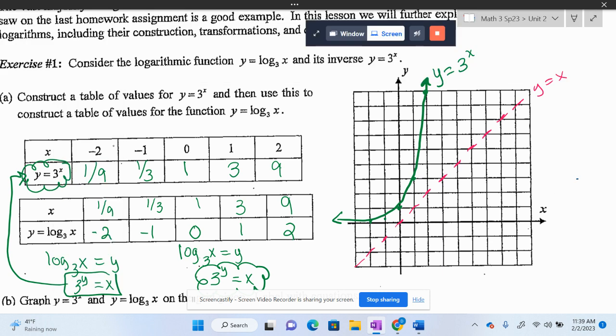So when x is 1/9, that's right here. Right here, I'm at -2. So I'm almost touching the y-axis, but not quite. When x is 1/3, I'm at -1. When x is at 1, I'm at 0. When x is at 3, I'm at 1. And when x is at 9, I'm at 2.